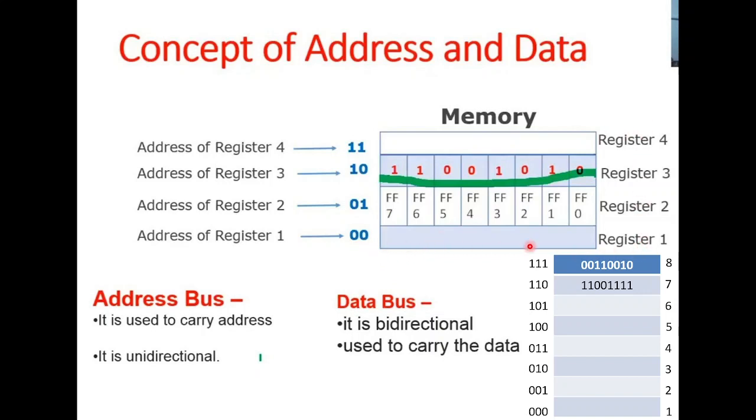So 00 represents register 1, 01 represents register 2, 10 represents register 3, 11 represents register 4. These are the addresses which are used to identify the particular location where the data is stored. Totally we have 4 registers, that's the reason why we took 2 bits. So 2 to the power of 2, totally we will get 4 combinations.